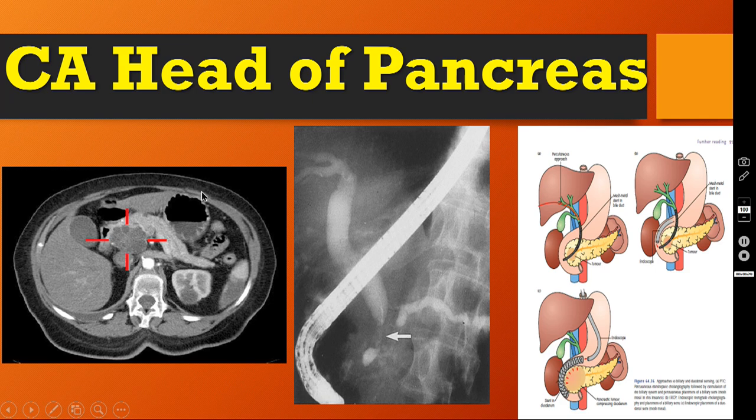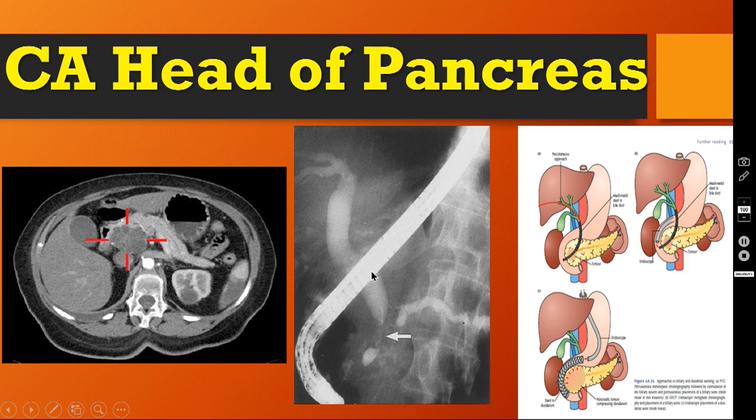This is a CT scan where you are seeing a big tumor in the CA, in the head of the pancreas, which has already come out of the pancreas, and this is just touching the superior mesenteric artery. So this is borderline resectability.